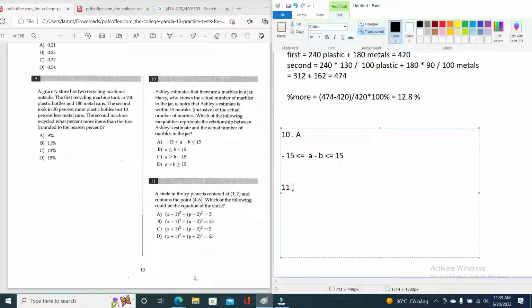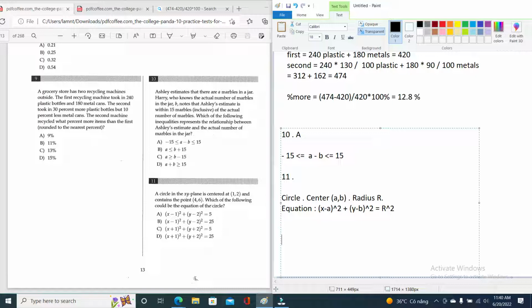So we have the circle. Okay, so a circle has center (a, b) and radius r. The equation in the Cartesian plane is going to be (x minus a) squared plus (y minus b) squared, all of this equal to r squared.